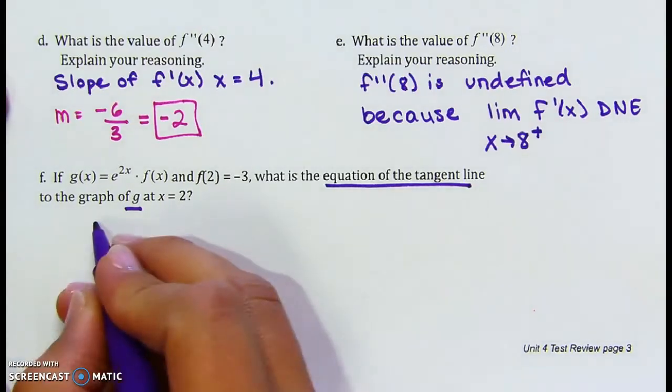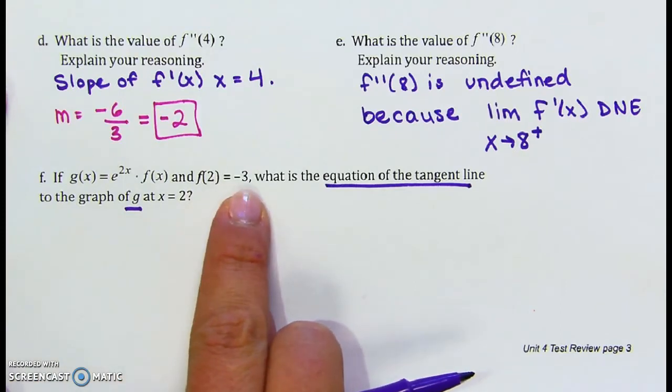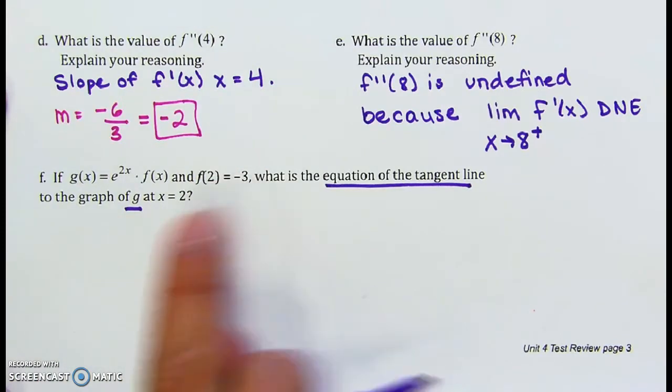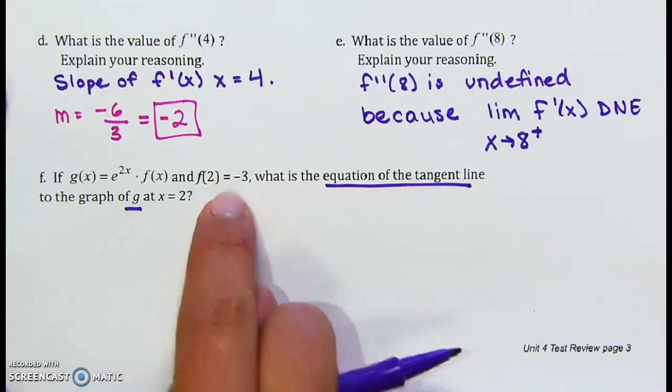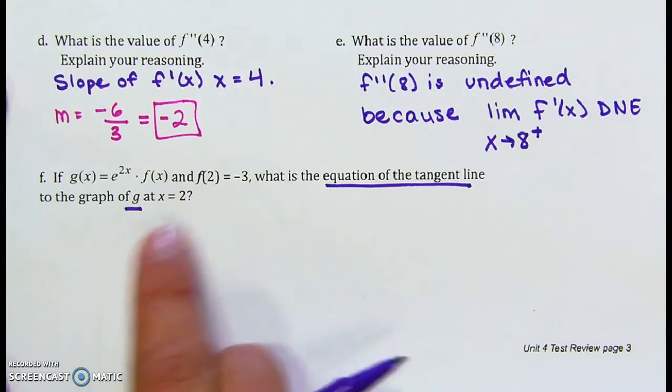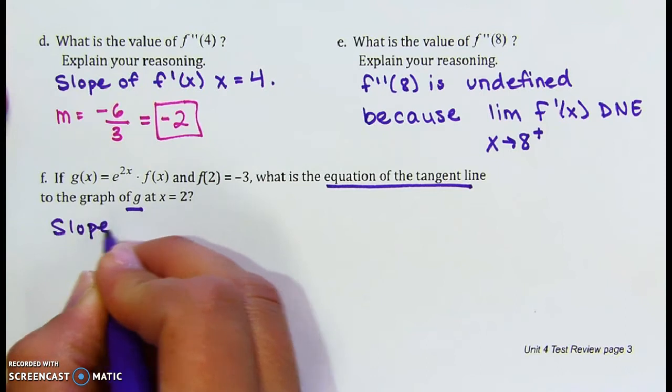Okay, I just want to say, don't think you have a point, because look, it says f of 2 is -3, but is that the point we need? Why not? We need the point at g, and it gives us the point at f, okay? But we'll get to it. All right, ready? Slope. How do we find the slope? What's step 1?